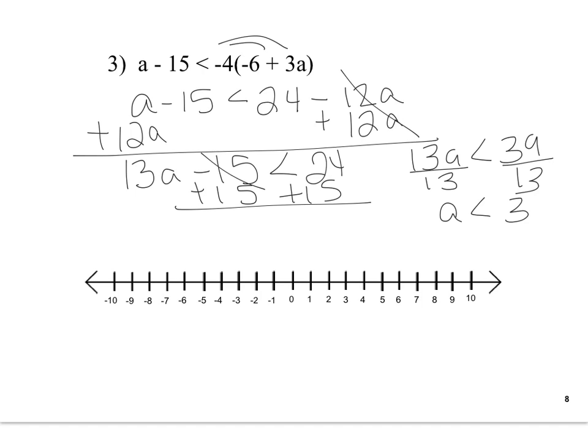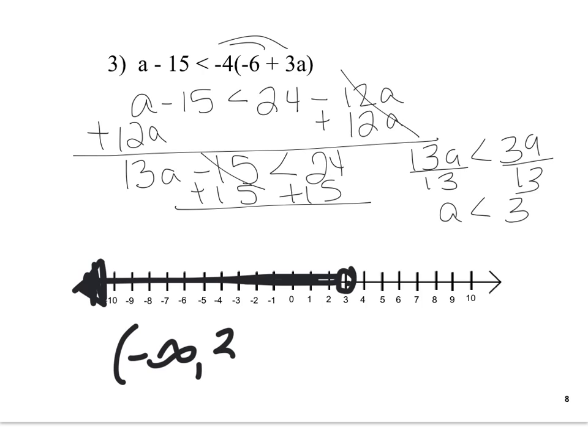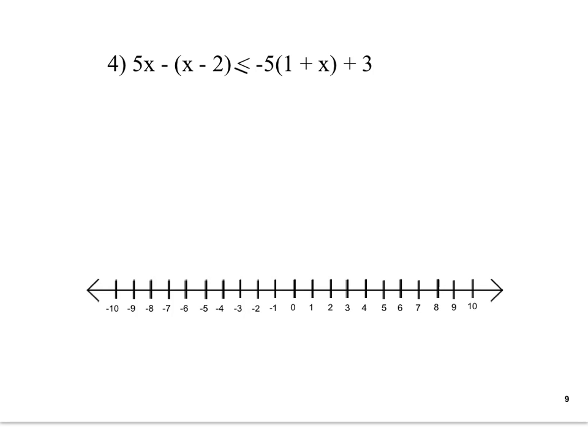So let's graph that. So there's the 3, it's less than, so it's an open circle. And all numbers less go this way. Not really the best questions ever. So the interval notation would be negative infinity to 3, like that. Okay, try this one on your own.